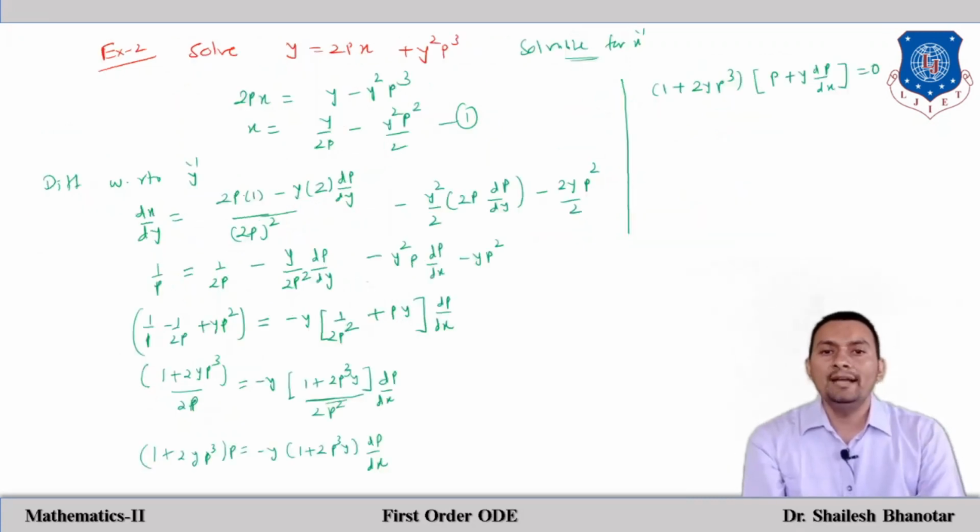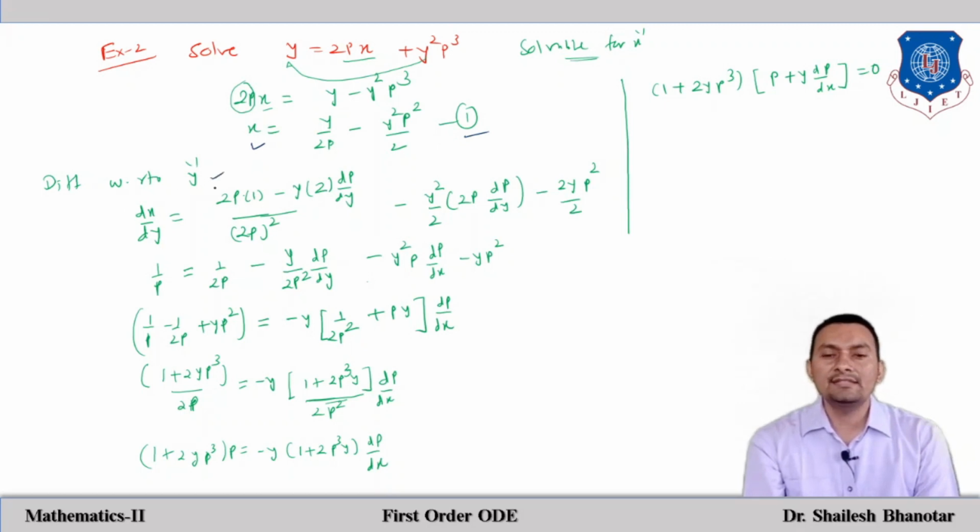Next, solve y is equal to 2px plus y square p raised to the power 2, solvable for x. So in that case what I have to do is make x the subject. So let us keep 2px on the left hand side and take the rest on the right hand side. So we will have 2px equal to y minus y square into p square. So in that case we will get x equal to y divided by 2p minus y square p raised to square divided by 2. So this is equation number 1.